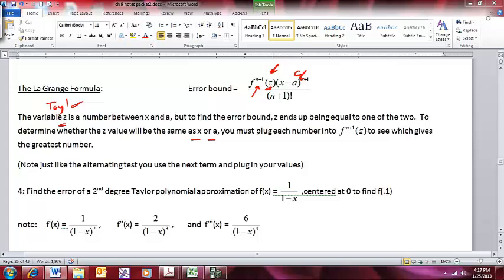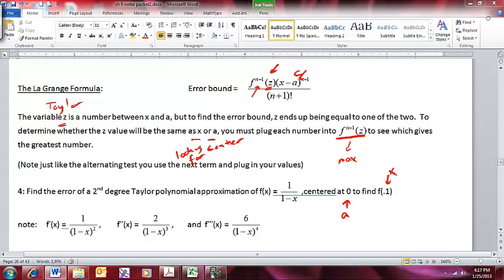However, the truth is you pick z to make this value a maximum. If you follow the book, that's what it does, but then they never actually try to find the maximum of that. They just plug in the two endpoints and see which one ends up being the best. Again, a is basically your center, and x is the value you're plugging in. It's the actual number that you're looking for. So in this particular problem, your a would be 0, and your x would be 0.1. Alright, so that's the trickiest part.